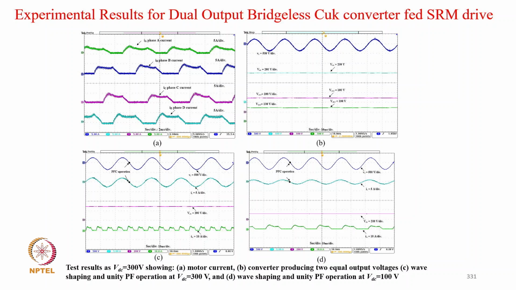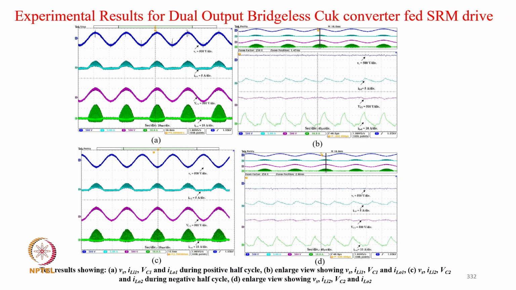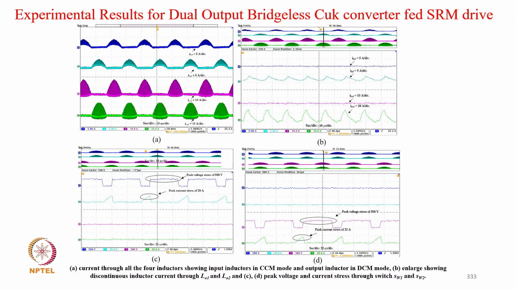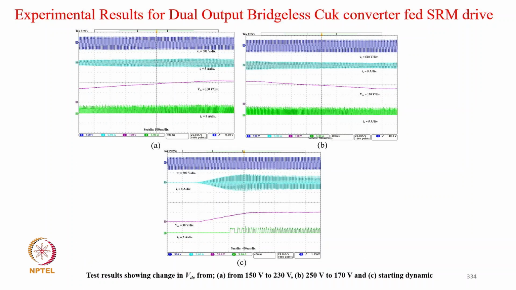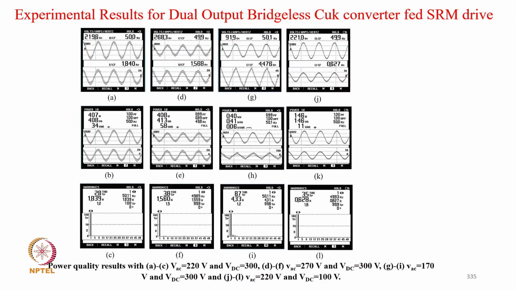You can see here typically supply current in phase with the supply voltage, four winding currents, and both the capacitor voltages and different voltages. Then typically the output inductor current is continuous, input inductor continuous, and capacitor voltage continuous. This is just for demonstrating the switch parameters and the power quality performance.